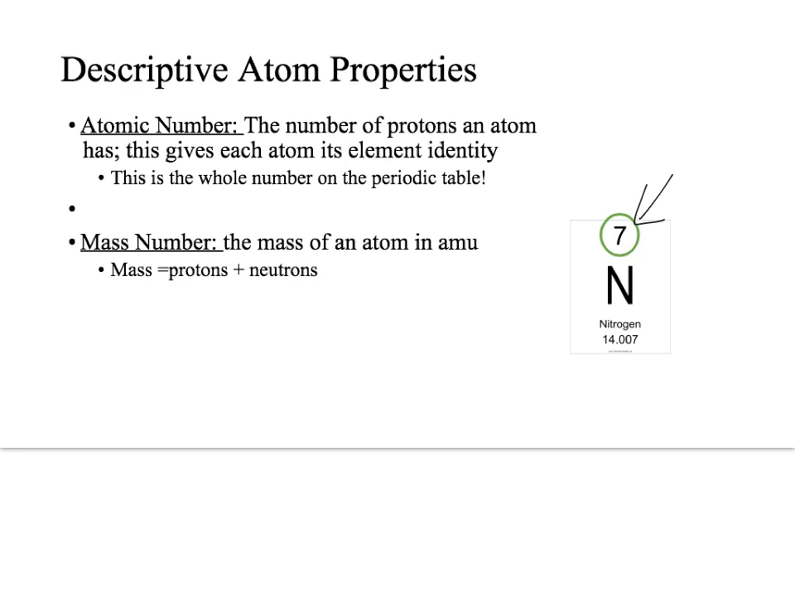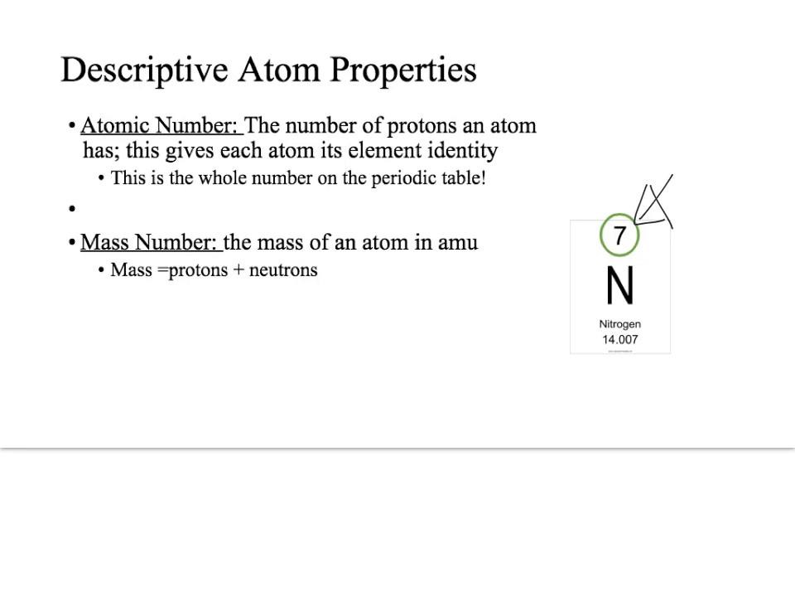What that means is it's kind of our way to identify a specific element. Any atom that has 7 protons in it is going to be nitrogen. Okay? Any atom that has 6 protons in it is going to be carbon, and so on. The periodic table is ordered in numerical order for atomic number, so that's where you can find that. It's the whole number on the top of the periodic table.